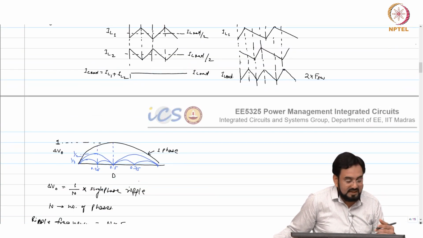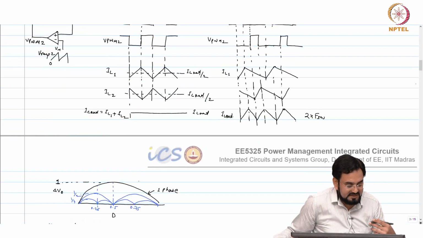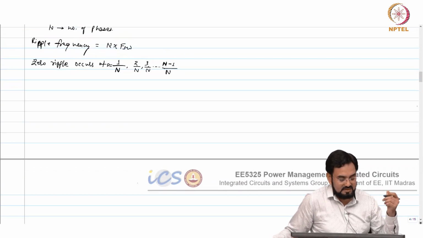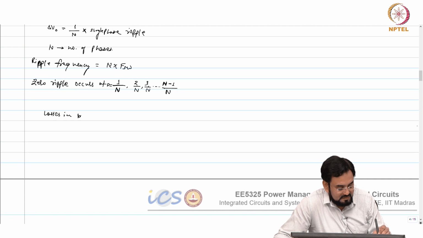So that is the advantage. One is the ripple. Now let us see the losses in multiphase.